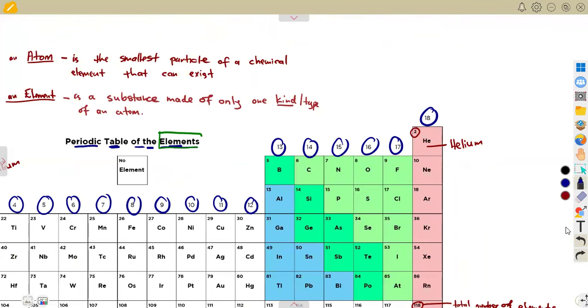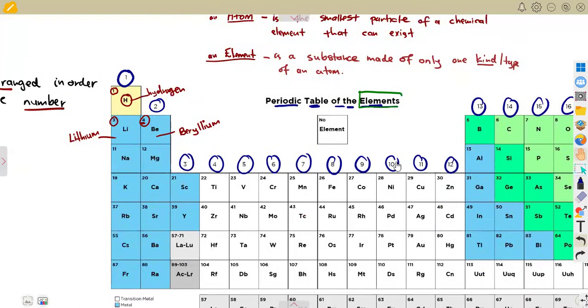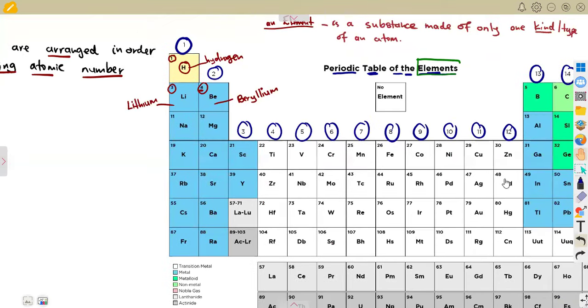These columns represent the groups. These are now the groups. So there are 18 groups in all. The columns that we are seeing there represent the groups.